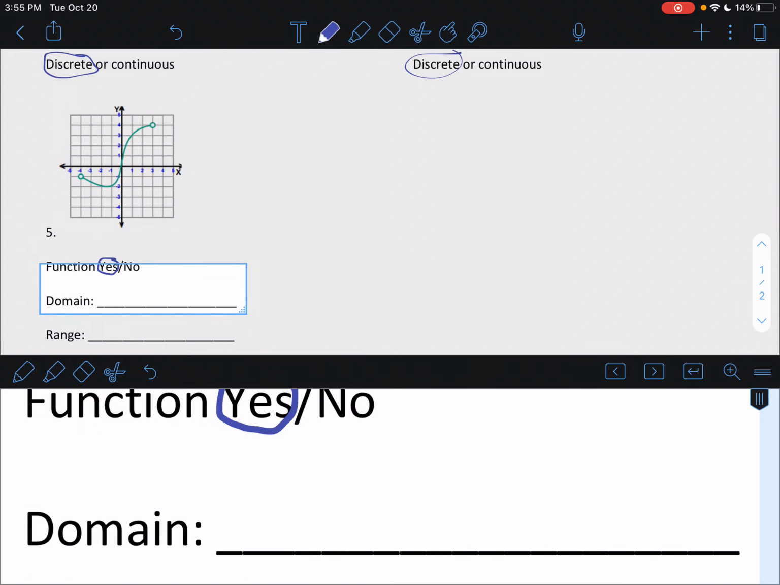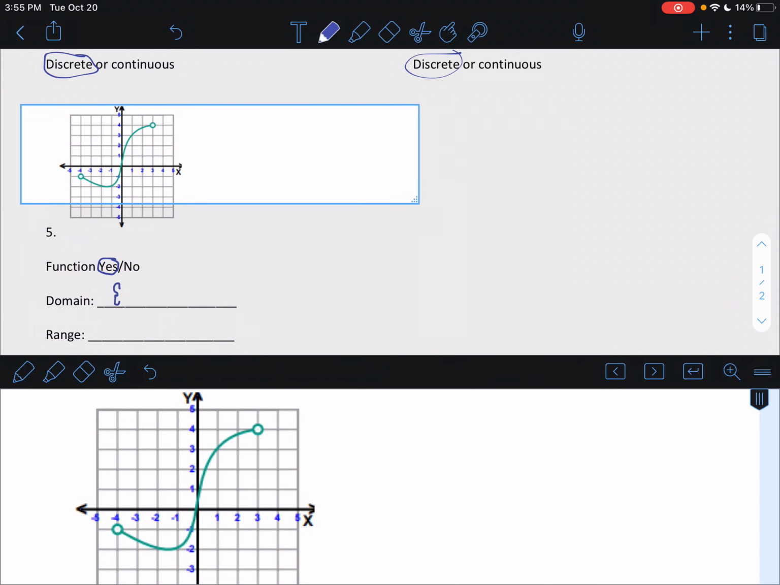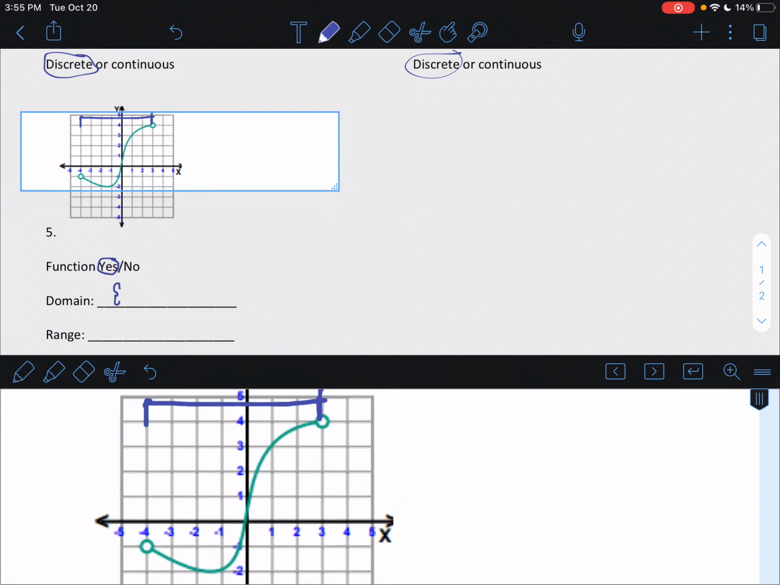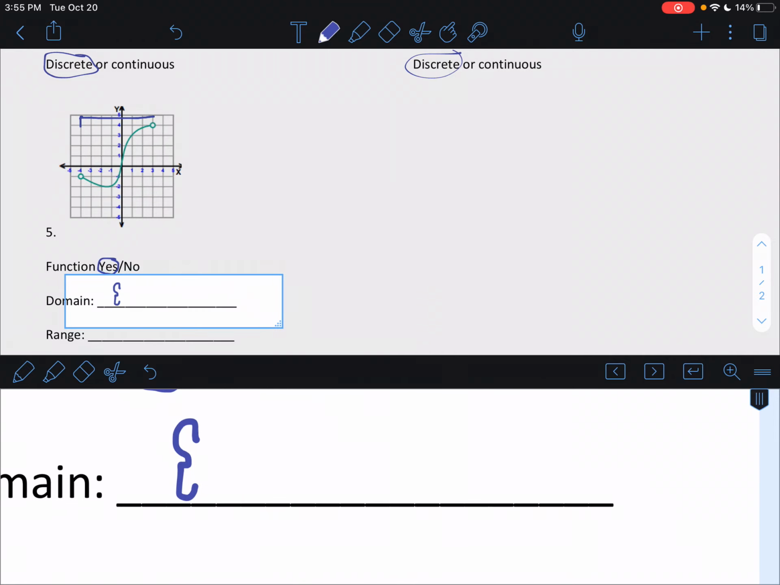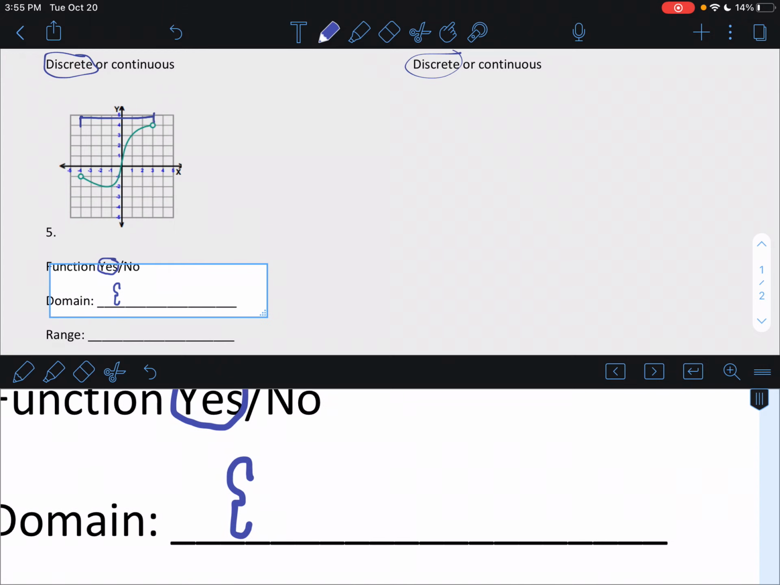My domain of the function is left to right. So left to right, this goes from there until there. So that is from -4 up to 3. I'm not going to be using my curly brackets here. This one is a continuous domain.